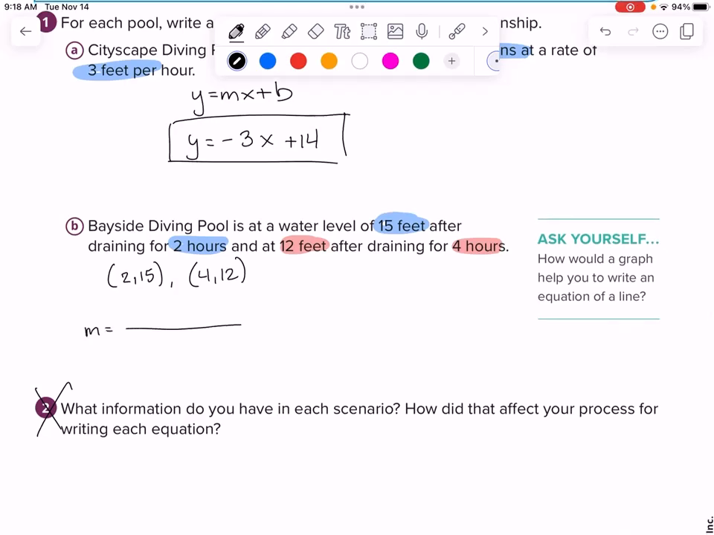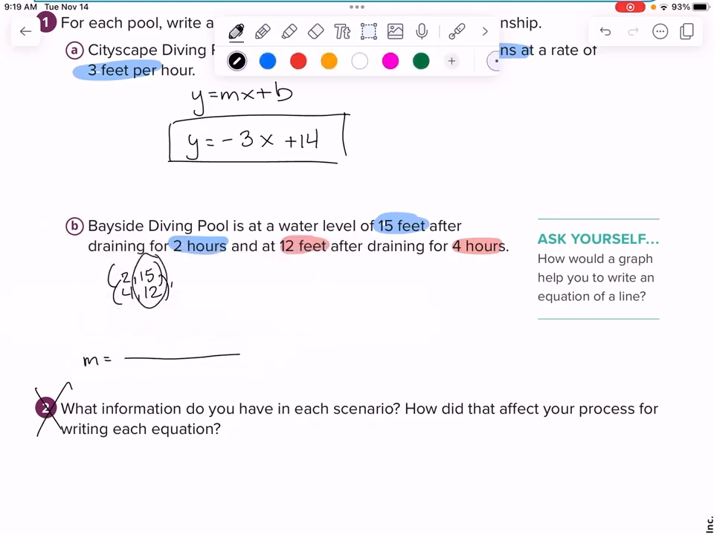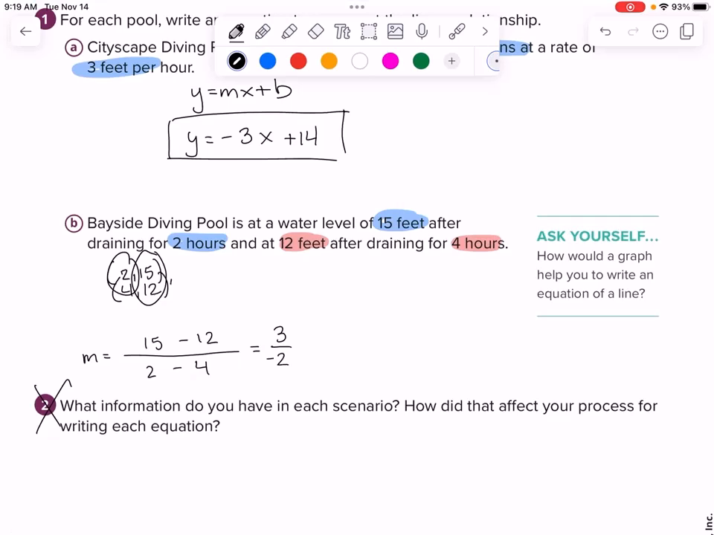Actually I should probably line this up vertically like this. Move this down. So we're going to do 15 minus 12, and then 2 minus 4. Okay, so 15 minus 12 is 3. 2 minus 4 is negative 2. Okay. So this is our slope.